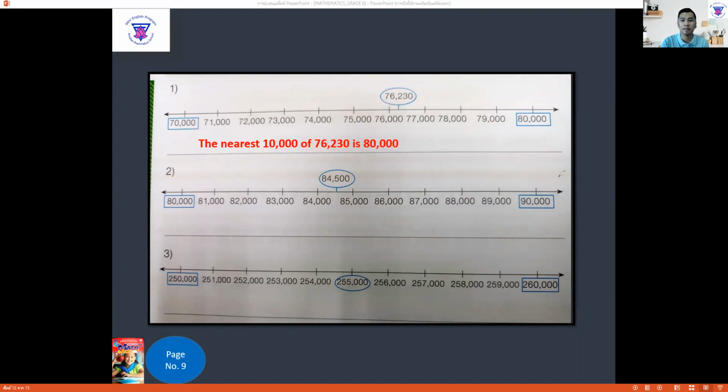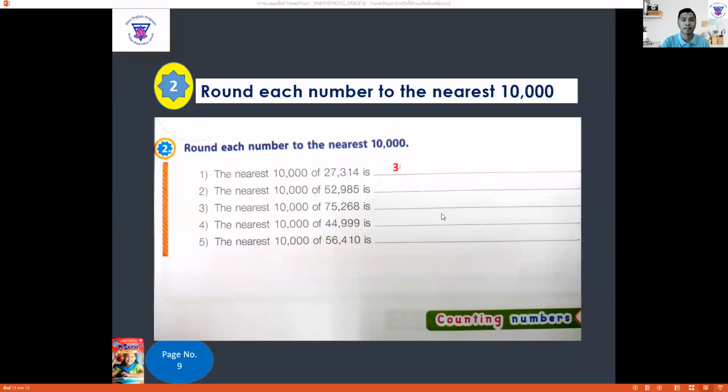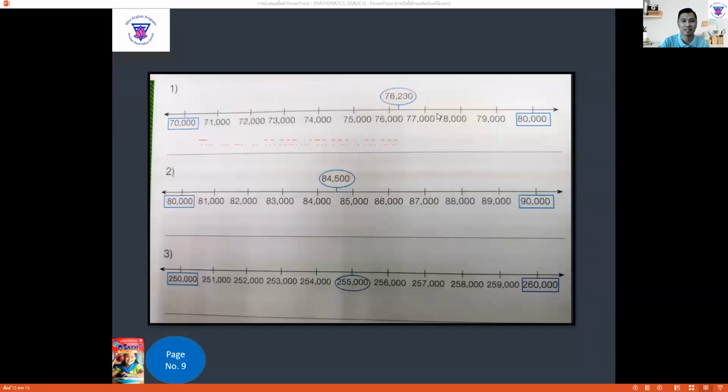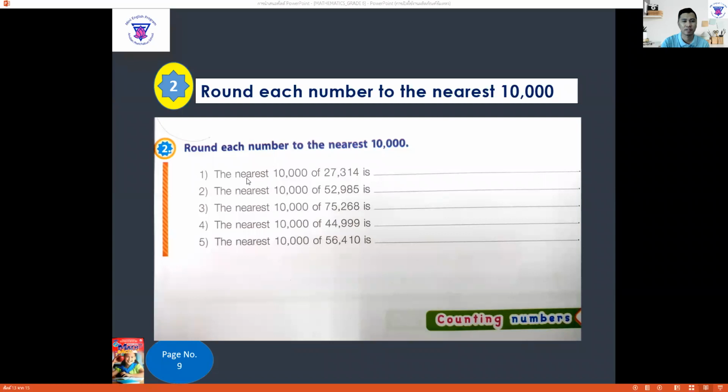Answer number 2 and number 3 on a piece of paper, or you can practice this at home. Okay, so next, students, let's go to the next page. Here we go. Round each number to the nearest 10,000. This time it's just a summary, so we will not use the number line anymore. We will not use this line. It's just a summary instead.